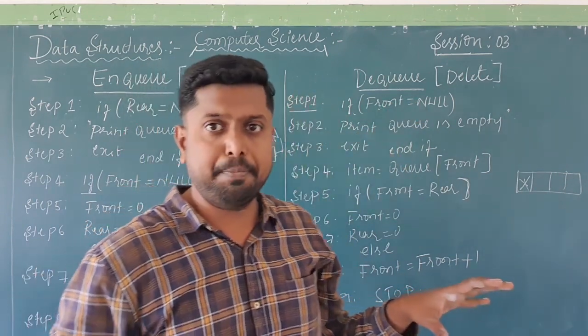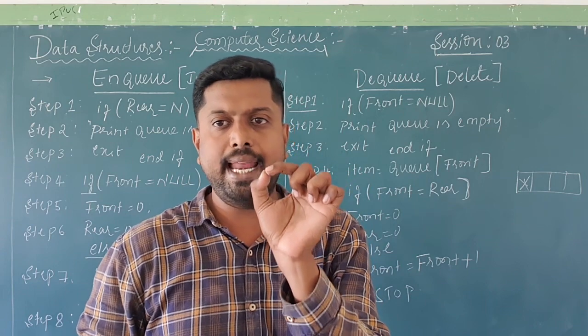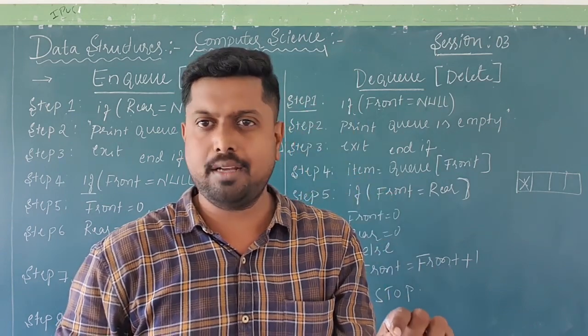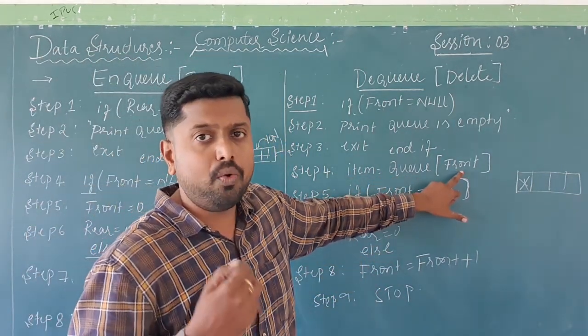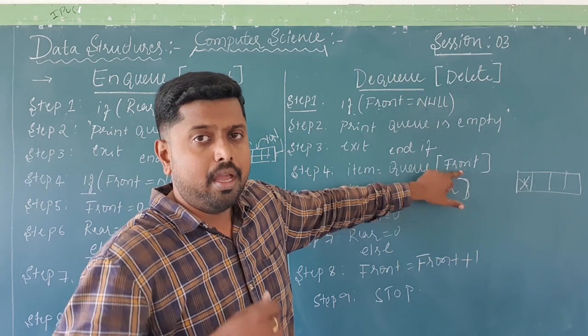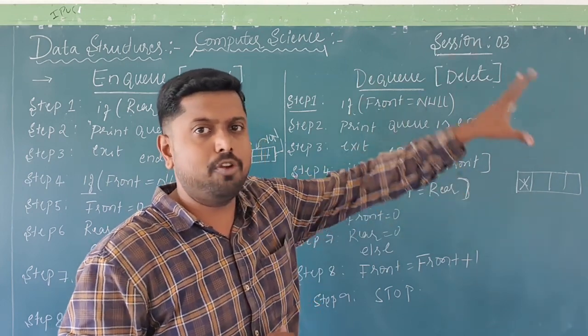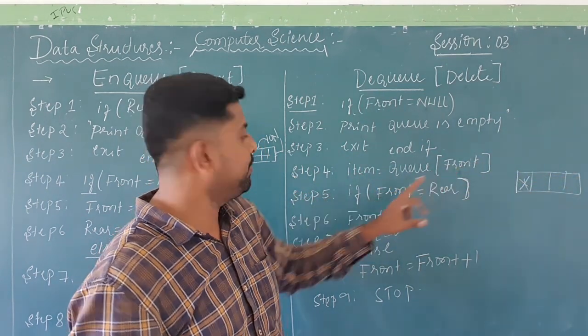From this condition, what are you understanding? If you want to delete an element, a minimum of one element must be present. Correct? So item is equal to Q of front. Now the concept begins. If you want to delete an element in the queue, which end will you choose? That is the front end. So the condition is item is equal to Q of front.